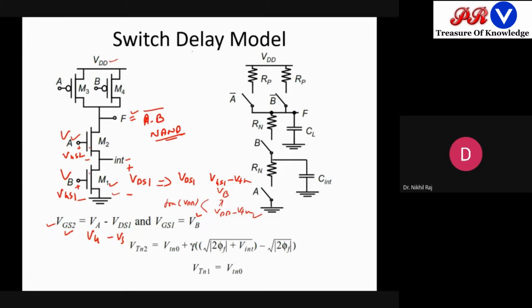So the MOSFET generally operates in the linear region. And once I know it is operating in the linear region, it will behave like an ohmic region, where a resistive element will be there, because it is in the ohmic or triode region. So when we draw the switch delay model, we replace these transistors by resistances. Let's say RP is the resistance seen by the PMOS, and RN is the resistance seen by the NMOS.